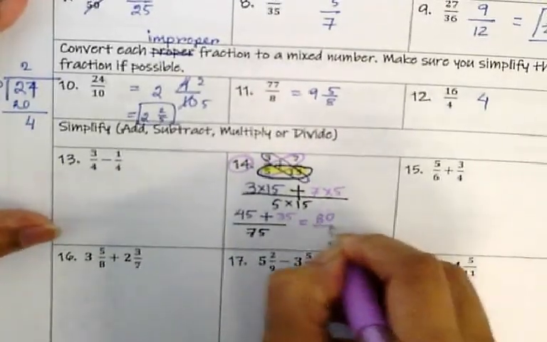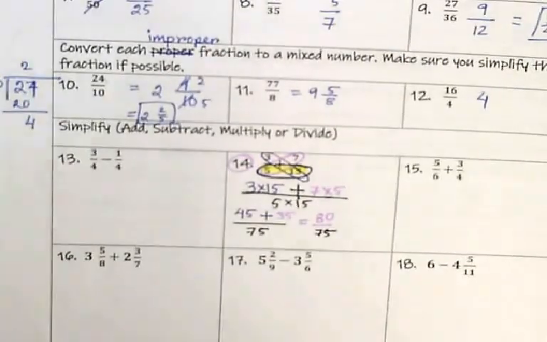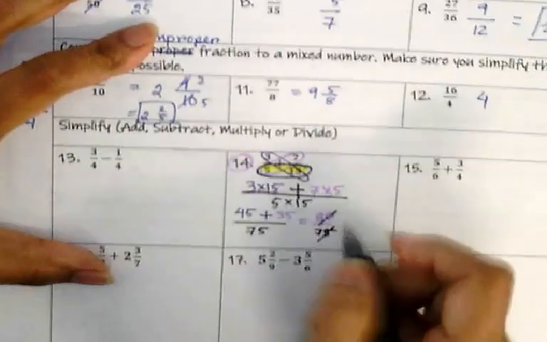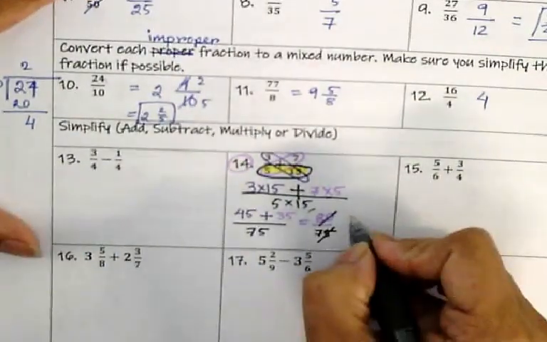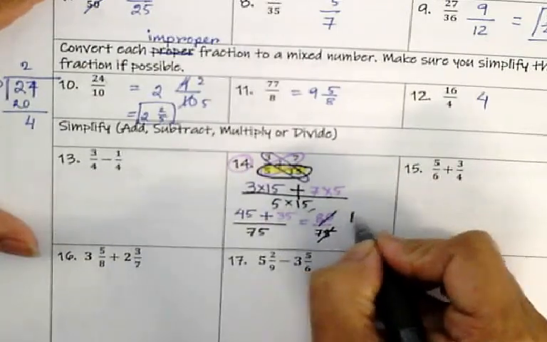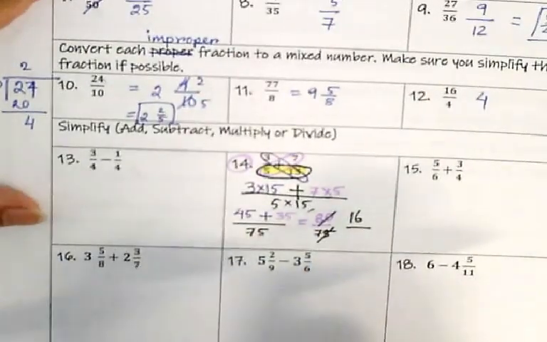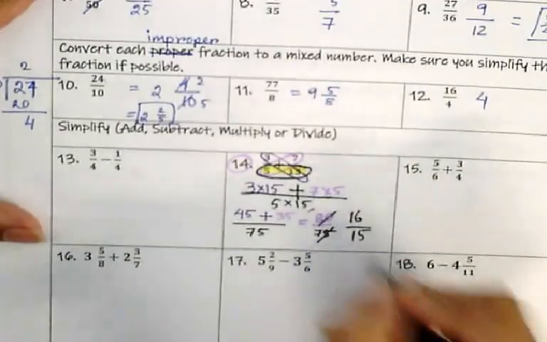80 over 75. Can I simplify? Yes. With what? 5. If I simplify with a 5, what do I get? 80 divided by 5 is going to be? 16. Thank you. It took that long. And 75 divided by 5 is going to be? 15.